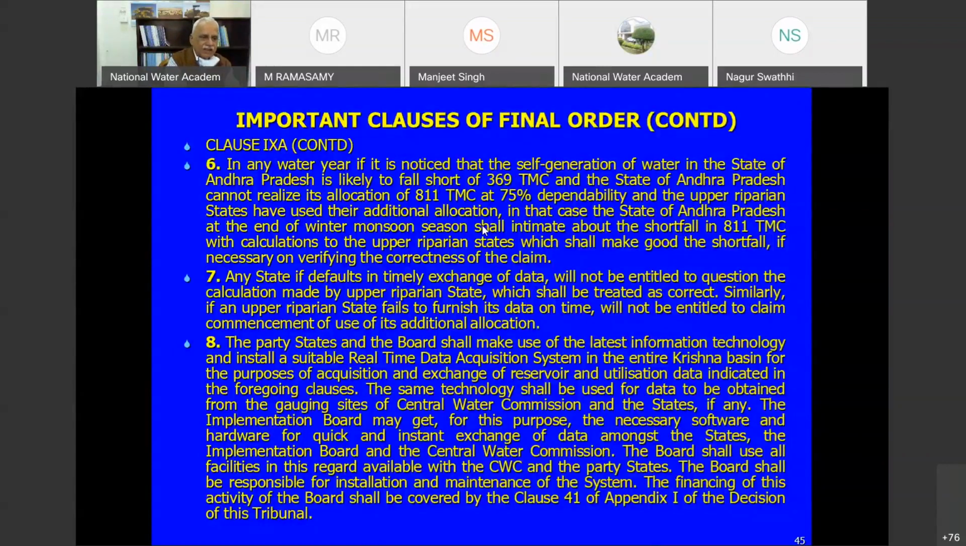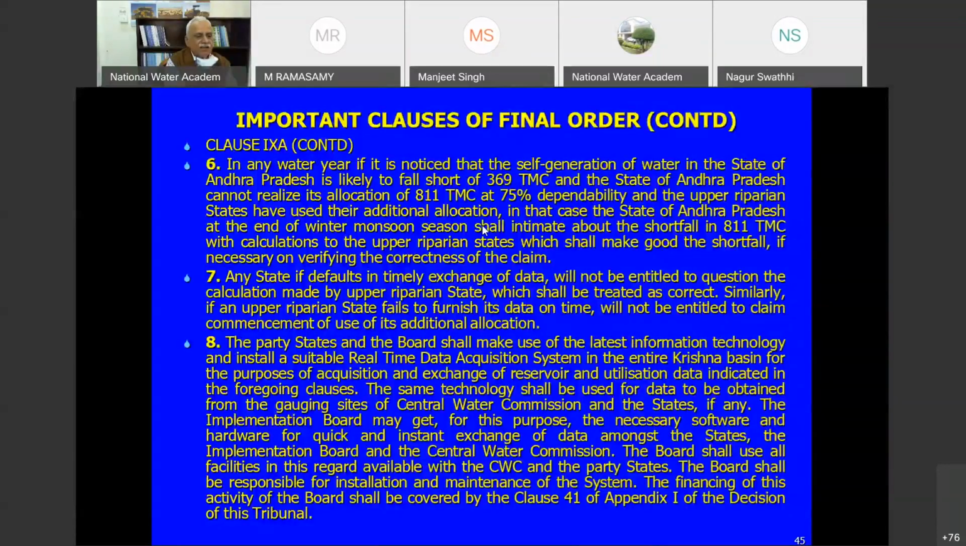The party states and the board shall make use of the latest information technology and install a suitable real-time data acquisition system in the entire Krishna basin for the purposes of acquisition and exchange of reservoir and utilization data indicated in the following clauses. The same technology shall be used for data to be obtained from the gauging sites of Central Water Commission and the states, if any.